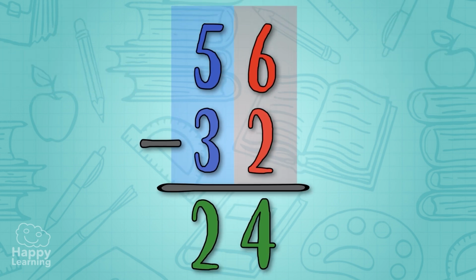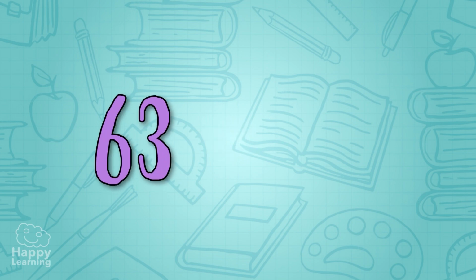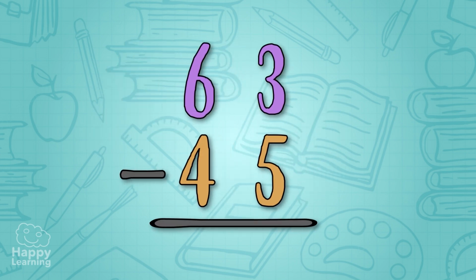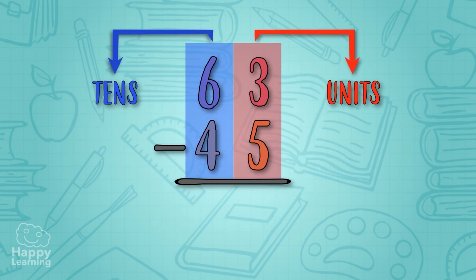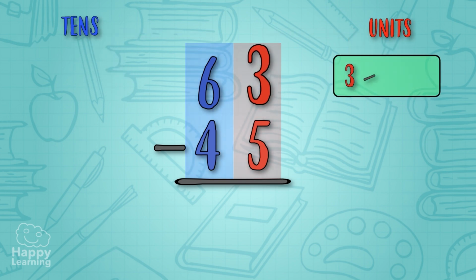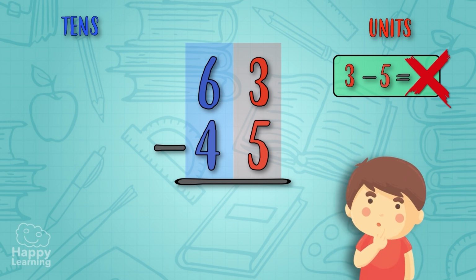Easy peasy, huh? Now we're going to complicate things a little more. We're going to subtract with the remainders, but don't worry because it's easy peasy. We're going to subtract 63 minus 45. First, as always, we subtract the units. 3 units minus 5 is, whoops, it's impossible to subtract 3 minus 5. So, what do we do? Well, it's easy peasy.